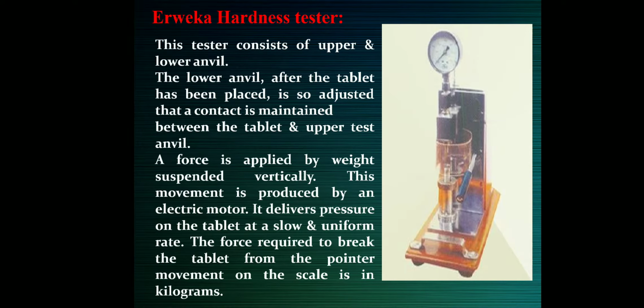Heberlein Hardness Tester. The tester consists of an upper and a lower anvil. The lower anvil, after the tablet has been placed, is adjusted so that contact is maintained between the tablet and the upper test anvil. A force is applied by a weight suspended vertically. This movement is produced by an electric motor. It delivers pressure on the tablet at a slow and uniform rate. The force required to break the tablet, from the pointer movement on the scale in kilograms, is measured and the hardness of the tablet is determined.